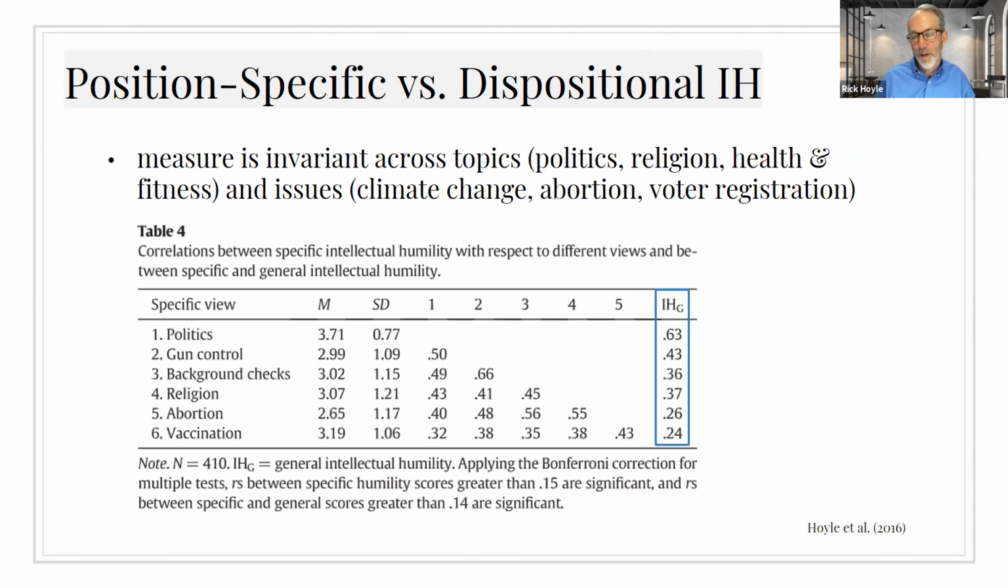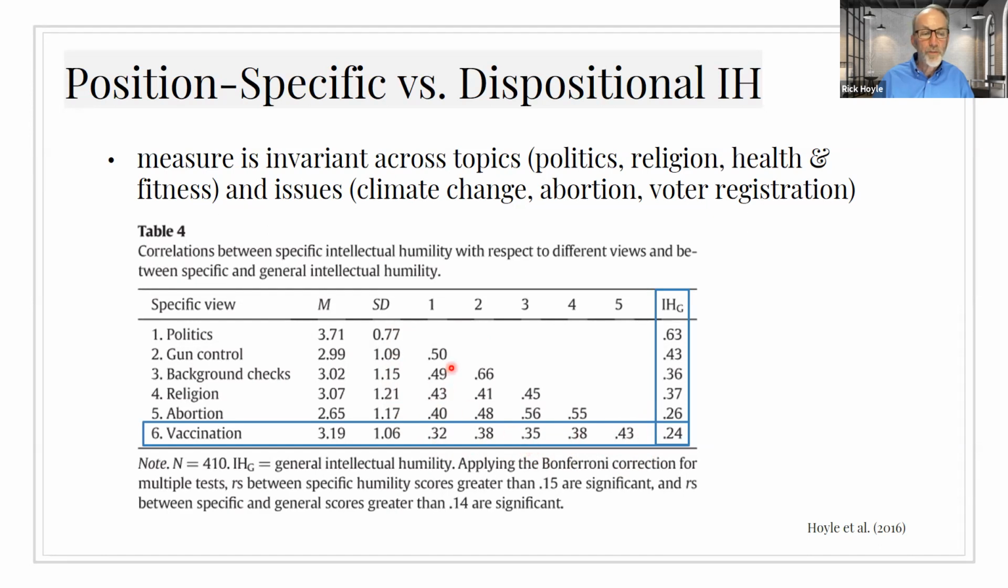Here, I think, is the interesting thing. As I mentioned earlier, we would expect the correlations with general or dispositional IH to be high. These are rather unimpressive, apart from the politics one. You can see down at the bottom, the lowest one is for vaccination. That is, my dispositional intellectual humility is scarcely related to my intellectual humility as it relates to the position I hold on vaccination. Furthermore, if you look within the matrix itself, you can see these two are certainly significant. They're certainly moderate, although they're rather small with vaccination. The point is they're far from perfect.